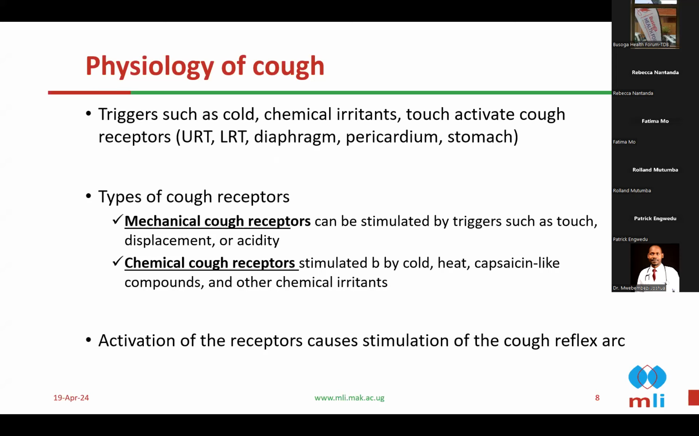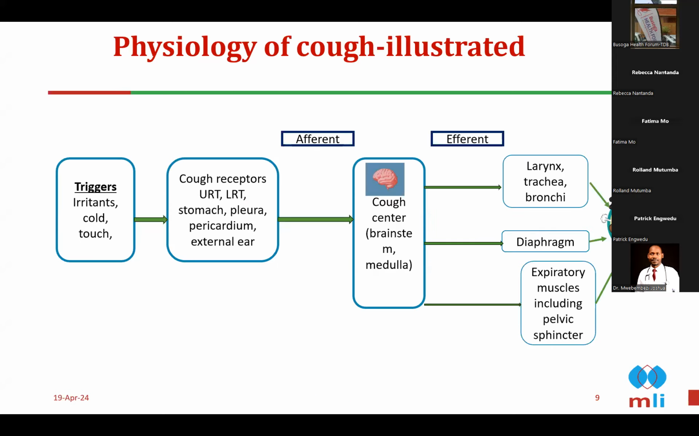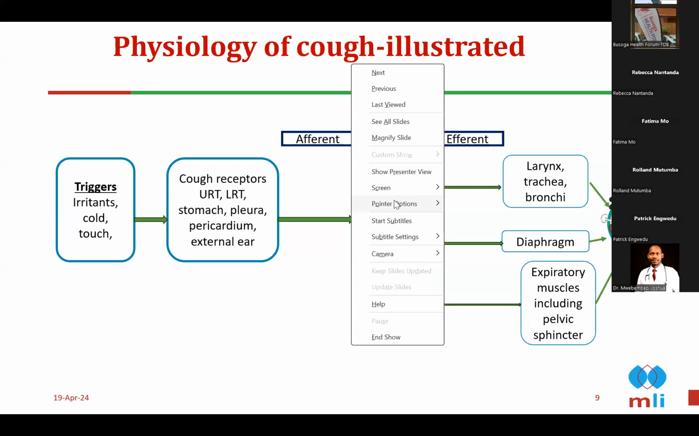And we basically have two types of cough receptors. I've mentioned the mechanical cough receptors as well as the chemical. So it may be both of them or any of them. What it does is really to activate those receptors to stimulate the reflex arc. I just tried to put this in a diagrammatic way to make it easier to illustrate, and I hope I'll be able to get this pointer.